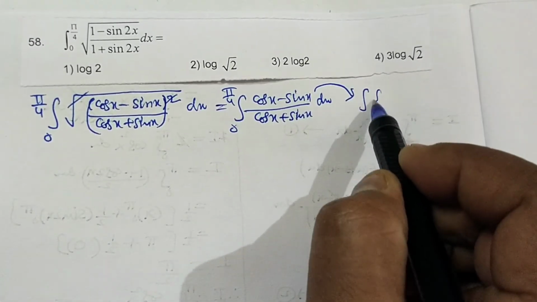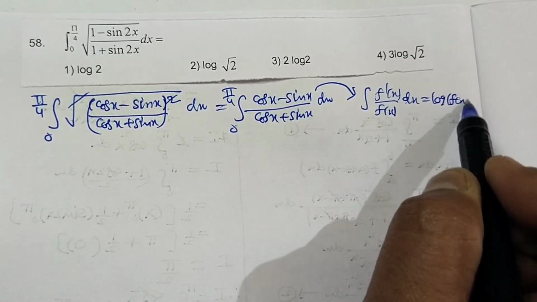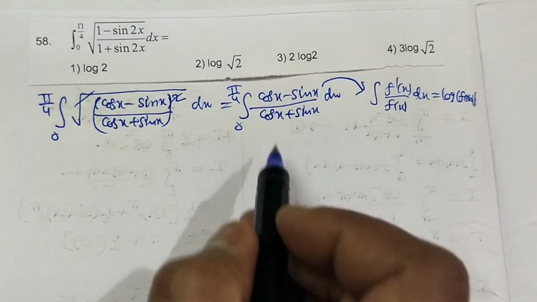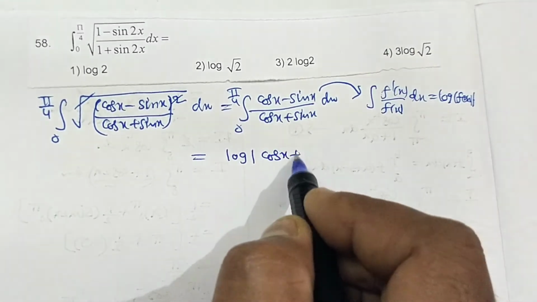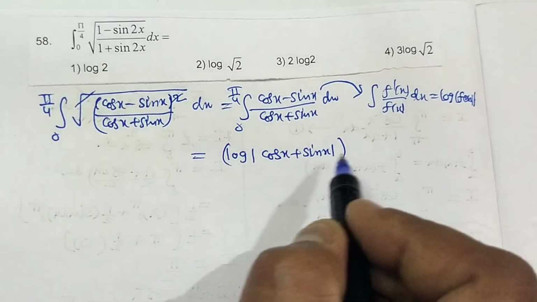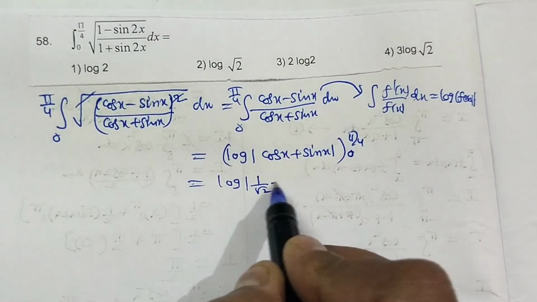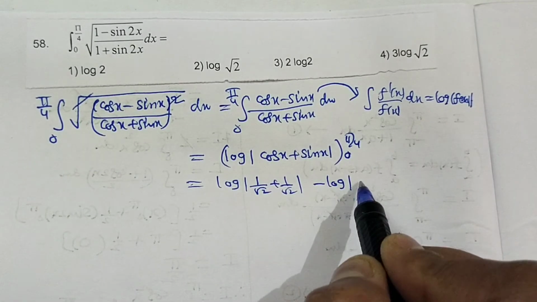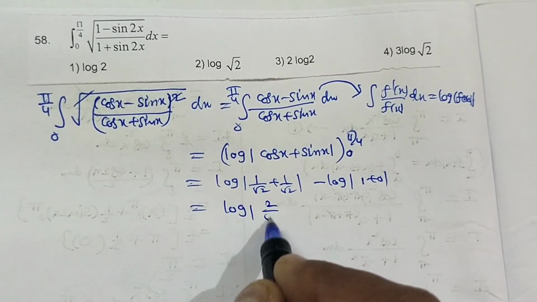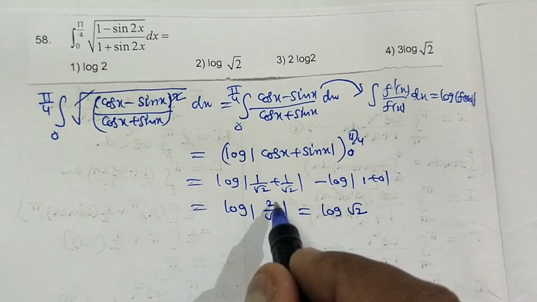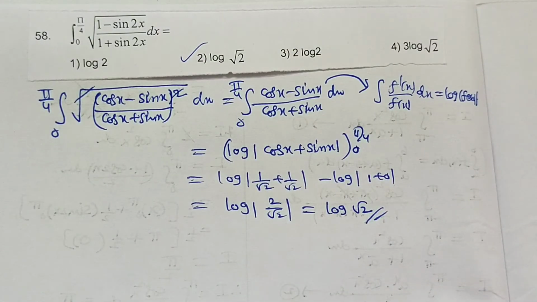Here we are going to apply integral f dash of x by f of x into dx. Exactly it is in this form only. So log mod f of x. The derivative of cos x is minus sin x, and the derivative of sin x is cos x. So log mod cos x plus sin x, applying the limits 0 to pi by 4. So log of cos pi by 4, 1 by root 2, plus 1 by root 2, minus log of cos 0, 1 plus 0. So log 1 is anyway 0. Log of 2 by root 2 will come, which is equal to log root 2. So log root 2 is the right answer, which is there in the second option. We'll move to the next question.